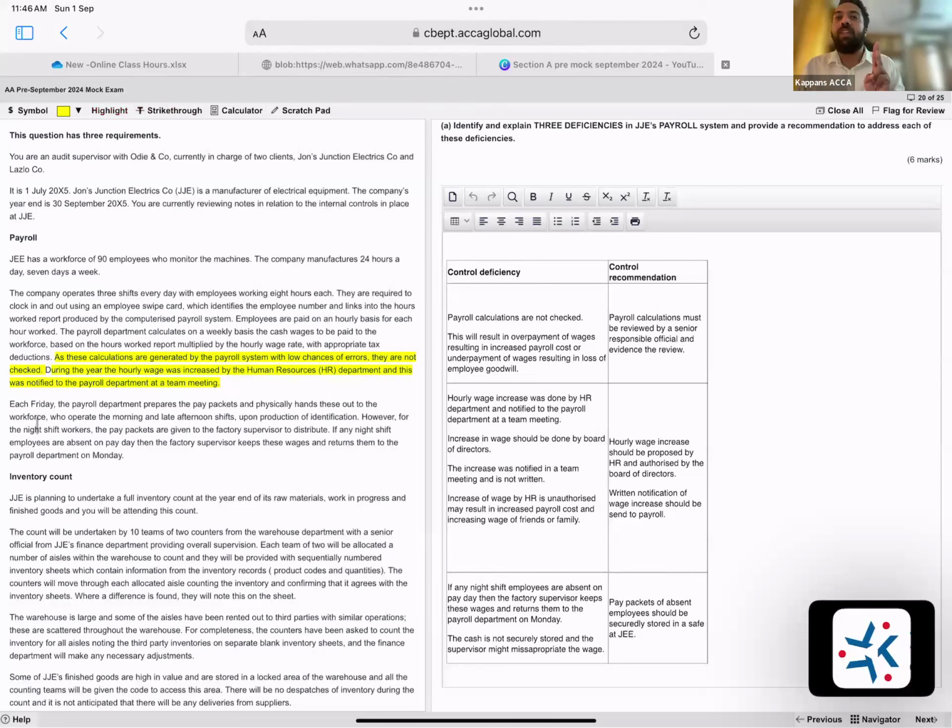And point number 2, this wage increase was notified to the payroll department in a team meeting. That means it was notified orally. So oral is a deficiency. It should be written. So increase of wage rate is unauthorized, and it might result in increased payroll cost, increasing wage of friends or family. And this increase was notified in a team meeting orally and is not written. So that is our explanation.